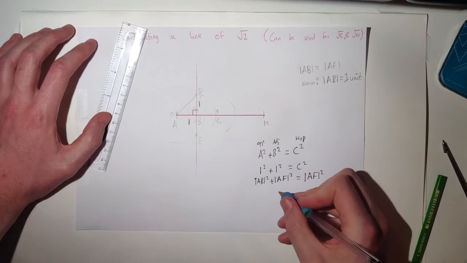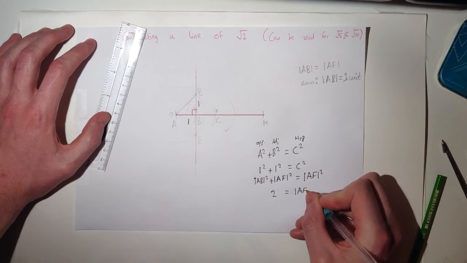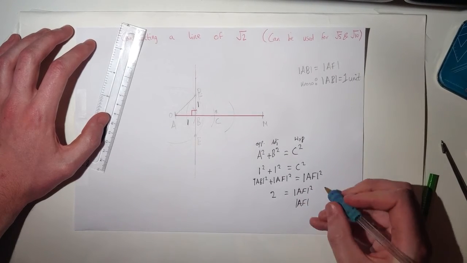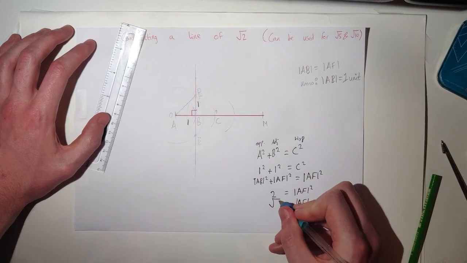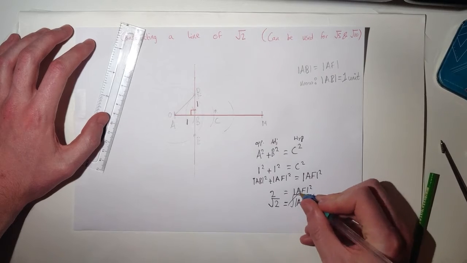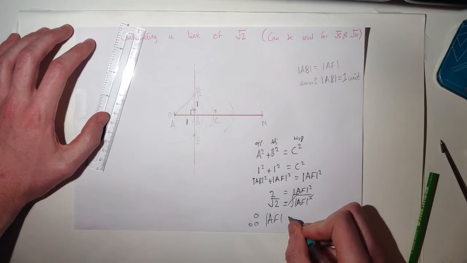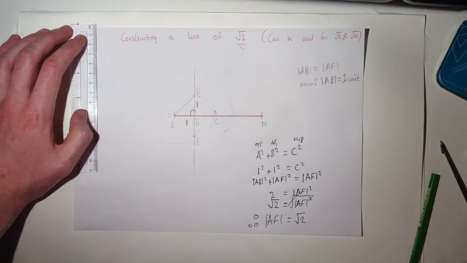So we can now see that 2 equals AF squared. And the length AF, whatever we do to get rid of the squared is we square root both sides. So we put a square root over that, and that basically cancels this out, and we have the length AF is equal to root 2. And that's what we're trying to construct.